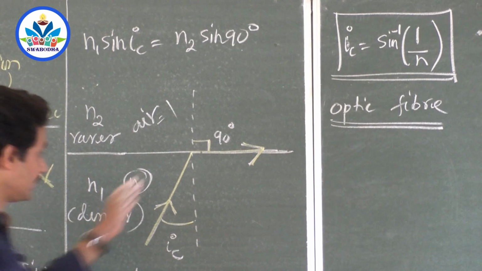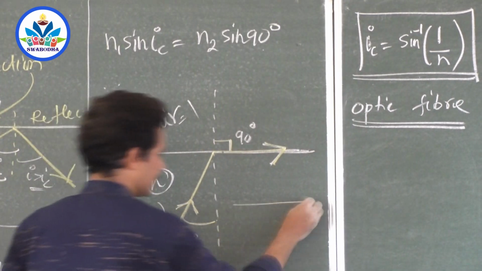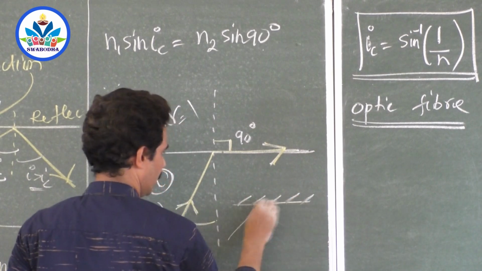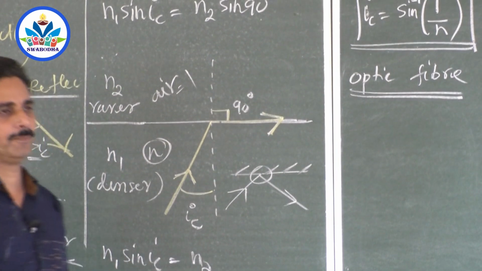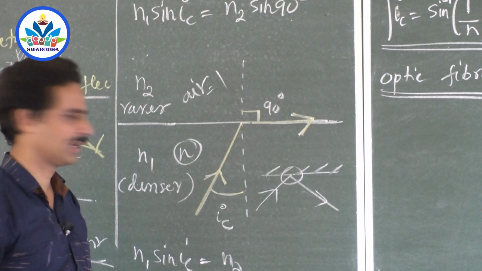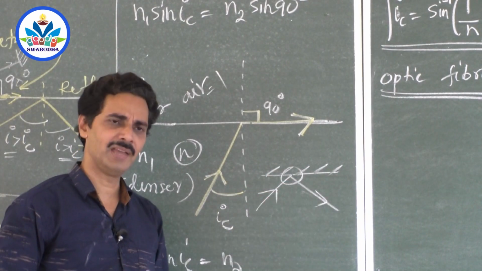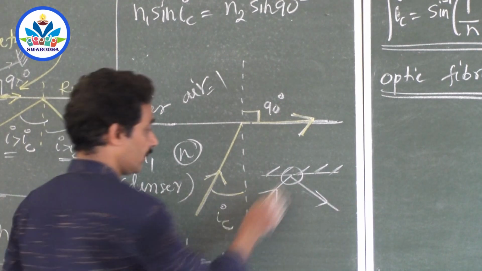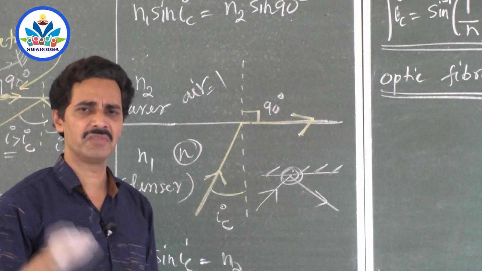And one of the advantages of total internal reflection is, if you take a mirror like this and make a ray of light fall and get reflected like this, 100% of the light is not reflected. Up to about 90%, 95%, that's all, even if it is the best mirror, not 100%. But in total internal reflection, 99% of the light is reflected. The amount of light that is absorbed or lost is very, very less.